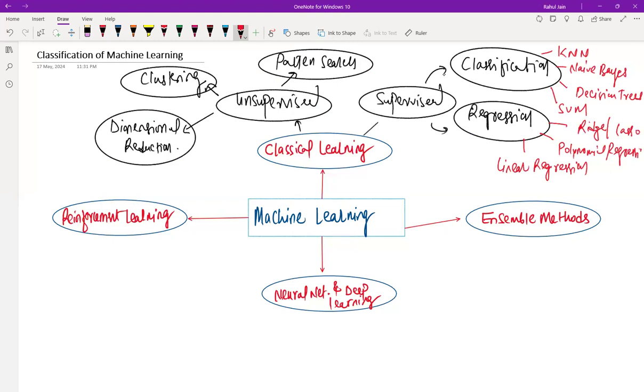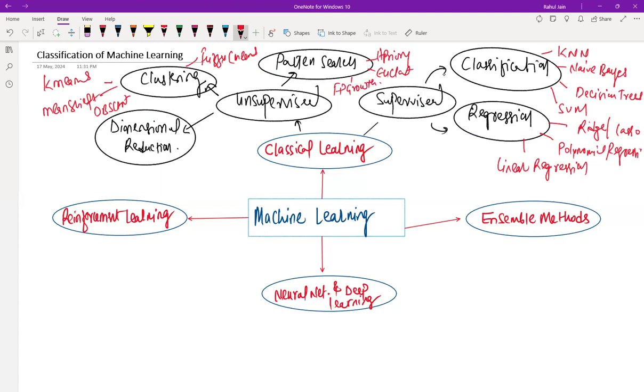Thereafter, under clustering algorithms, we have K-means clustering, mean shift clustering, fuzzy C-means, or DBSCAN. Then there are the pattern search algorithms, like the Apriori algorithm, the Eclat algorithm, or the FP-growth algorithm.